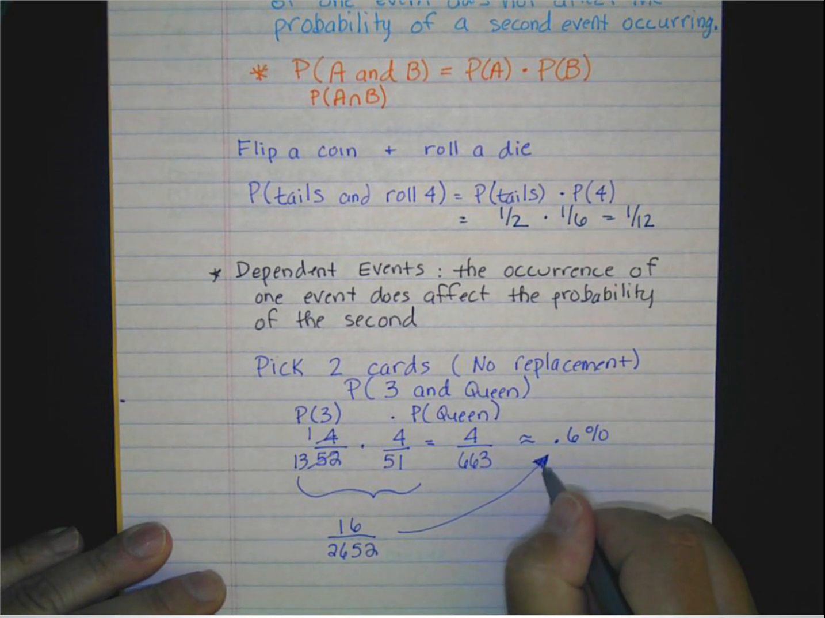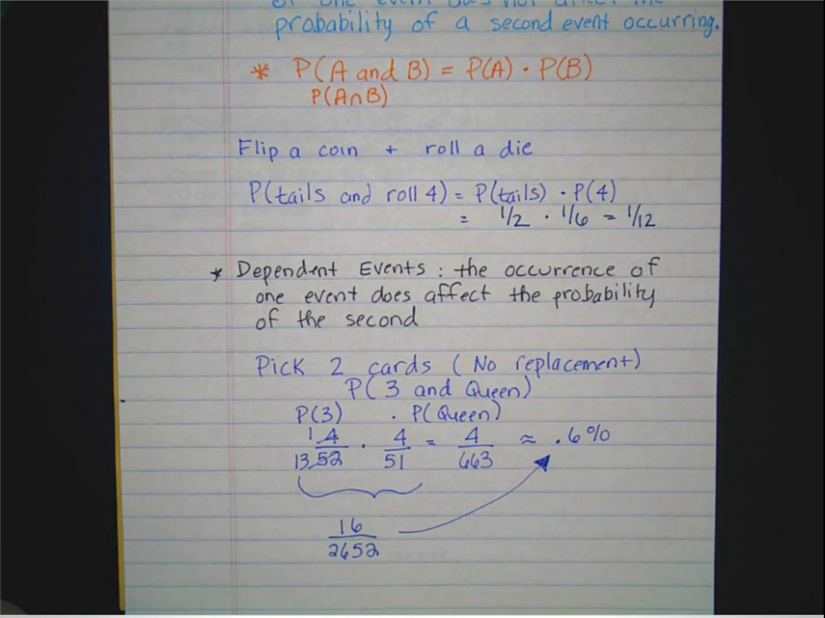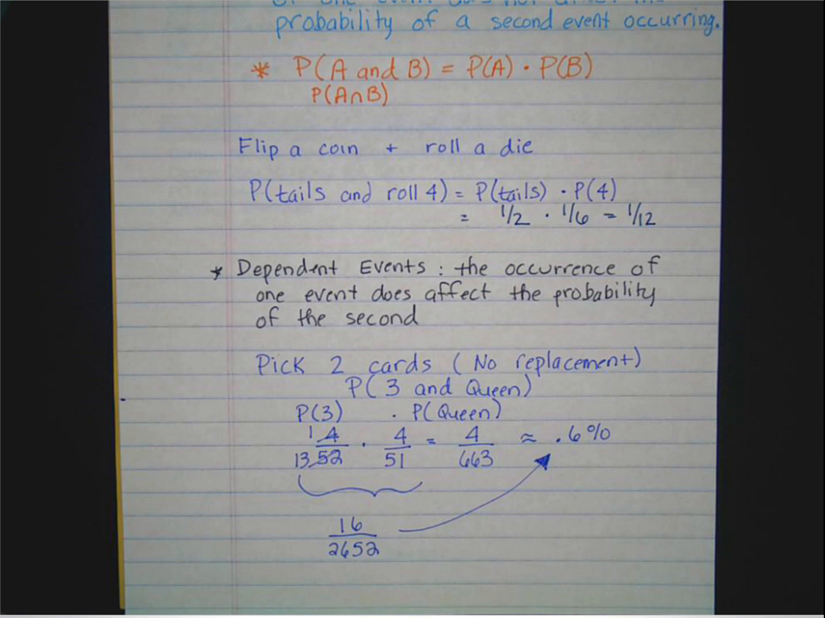So you have a 0.6% probability, when you pick 2 cards at random from a deck of cards, that you'll draw a 3 and then a queen. Okay? All right.